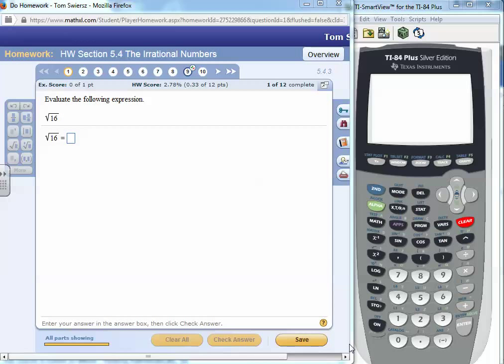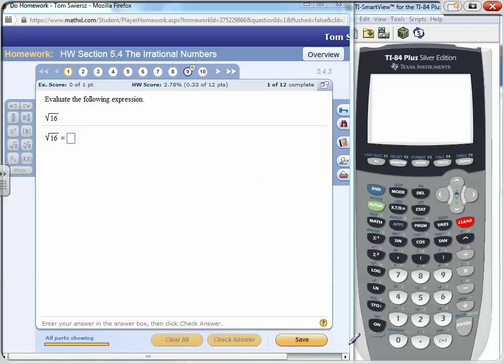All right, let's look at homework exercise number 1 from section 5.4. It says evaluate the following expression, the square root of 16. Now, the definition of the square root means what number times itself gives you the number inside the square root. Once you do it, you lose the radical sign. This is called the square root sign or the radical sign.